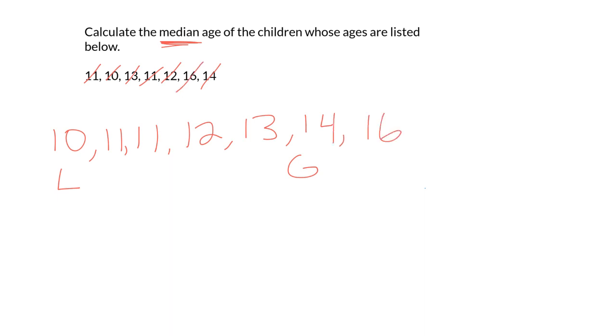So when you get done, all of your values should be crossed off. And then I also like to go back and recheck that I have them all. 1, 2, 3, 4, 5, 6, 7. And I see that I have 7 values in my ordered data set from least to greatest.